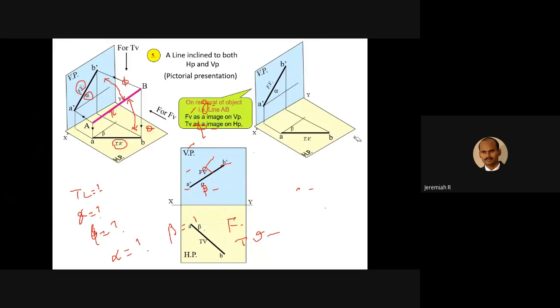So the front view length, A dash B dash, has some inclination, that is alpha. The top view length AB has inclination beta. Sometimes you have to calculate true length, sometimes theta, sometimes phi. Some data will be given, and sometimes you have to calculate alpha, beta, front view length, or top view length. Among these, 1, 2, 3, 4, 5, 6, 7, something you have to calculate.